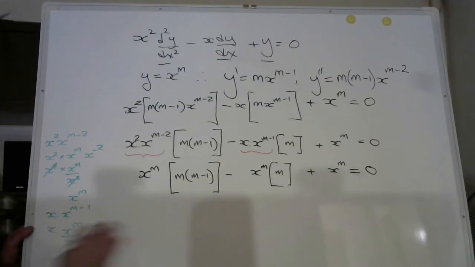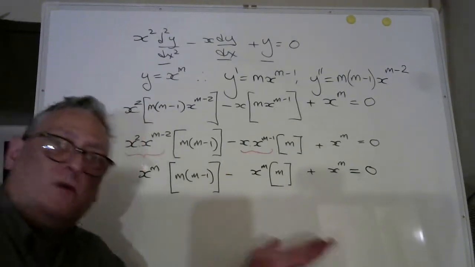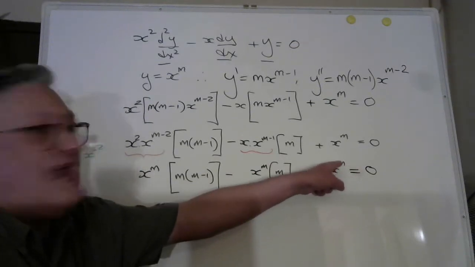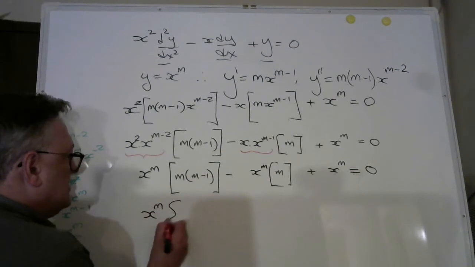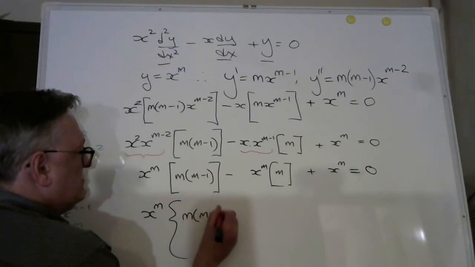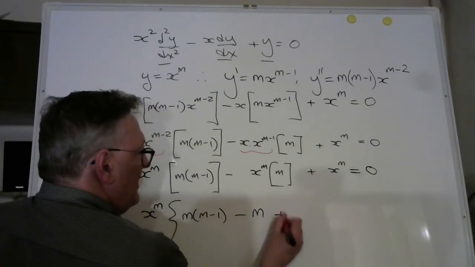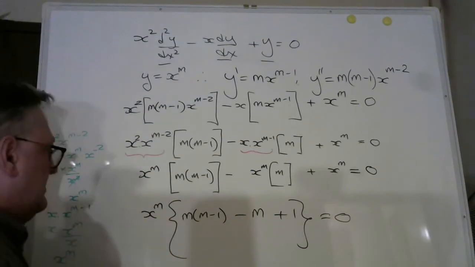What you will notice is that we've got an equation which has factors in every part of it of x to the m. This means that we can take the x to the m out so that we have m minus 1 minus m plus 1, and that is equal to 0.